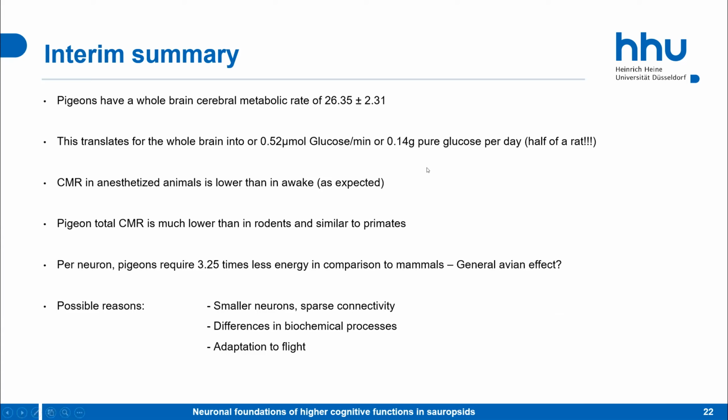What is also interesting, if you compare absolute numbers, is that the glucose consumption per day of the pigeon brain is approximately 0.414 gram, which is half of that of the rat. And as I said, if you then take neuron numbers into account, it's even lower, by a factor of 3.25.